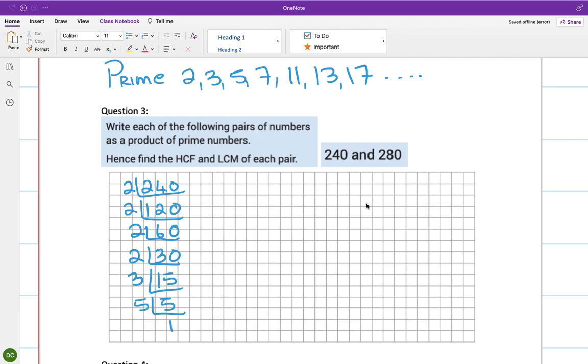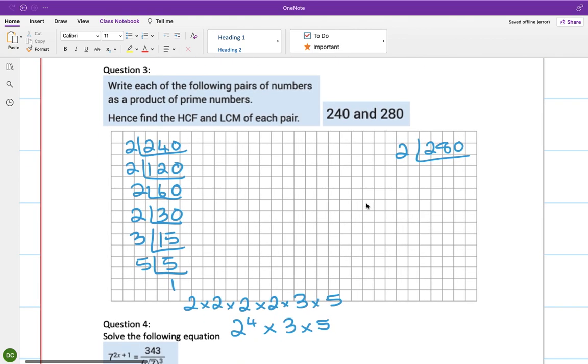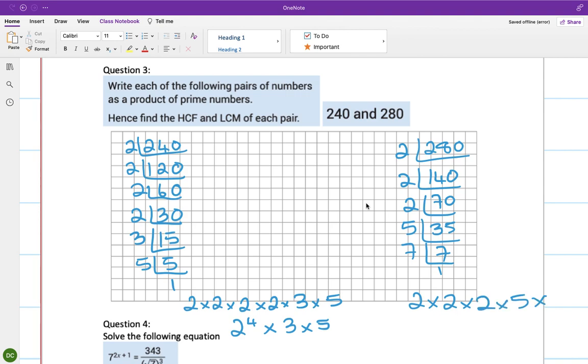So that is 2 by 2 by 2 by 2 by 3 by 5, and then shorthand is 2 to the 4 by 3 by 5. Okay, the other one is 280. So that's 2 is 140, 2 is 70, 2 is 35, 5 is 7, and 7 is 1. So that is 2 by 2 by 2 by 5 by 7, which is 2 cubed by 5 by 7.